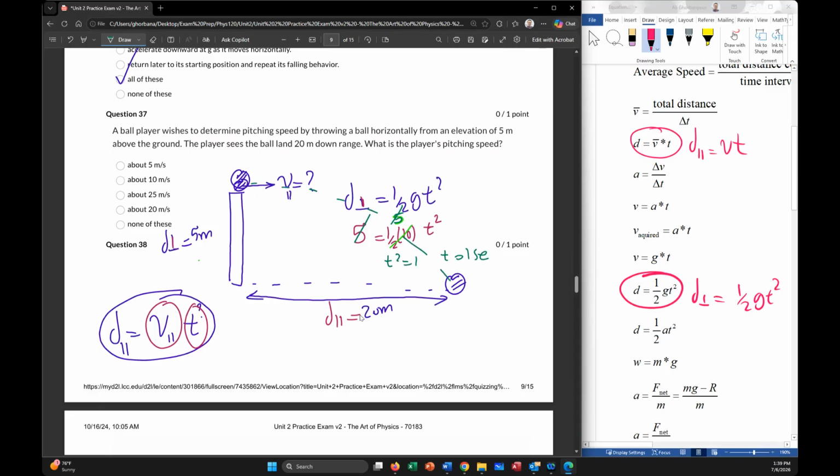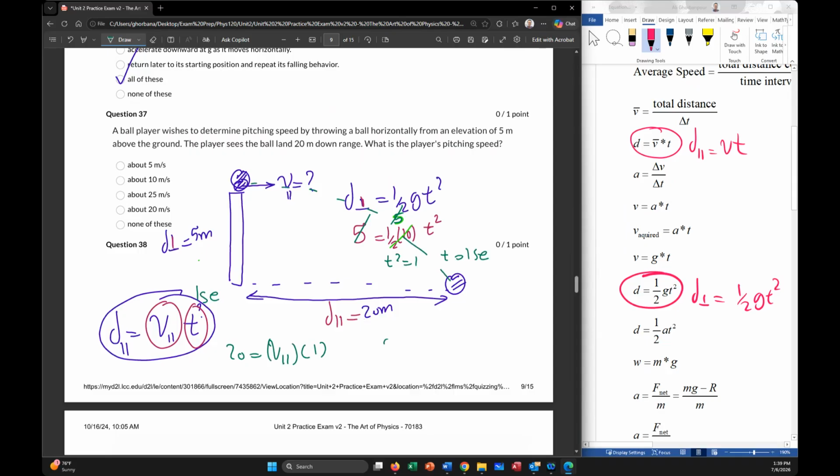This ball goes down, yes. I calculate this. So d horizontal is 20, which is V horizontal multiplied by time. What was the time? 1 second. Yes. What is the V horizontal then?